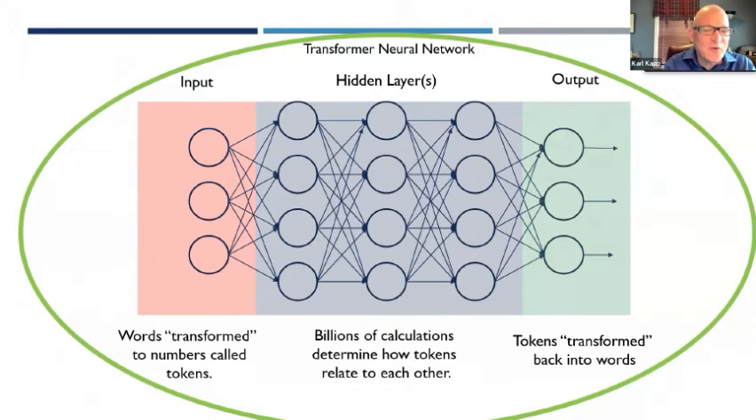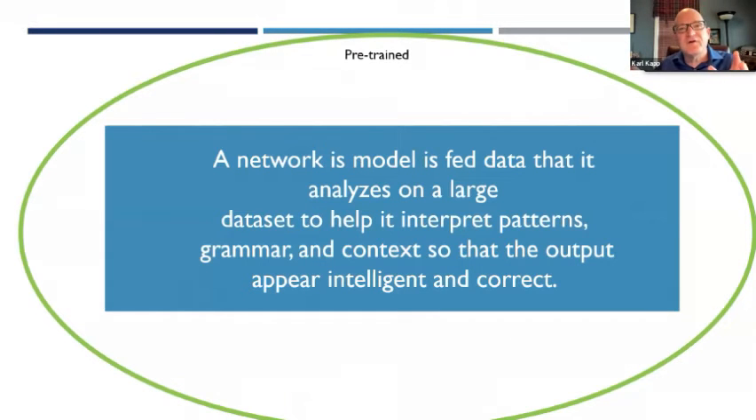So it takes these words, transforms them into tokens, manipulates the tokens, and then turns the tokens back into words and gives you the words in the right sequence, hopefully in the right sequence. That's a transformer network. So think of that network then as a lot of information.